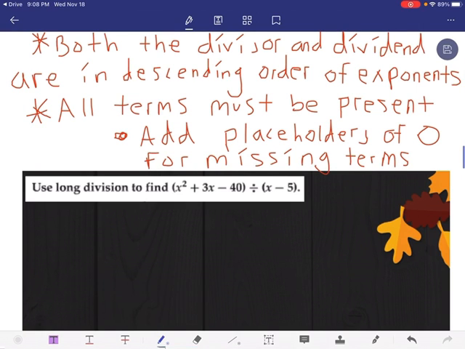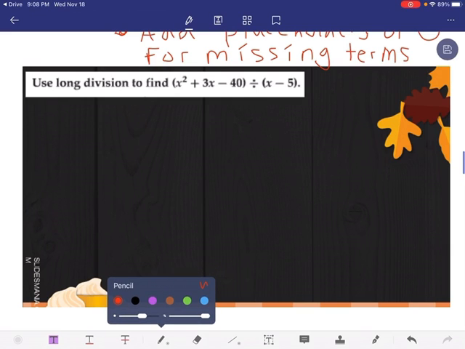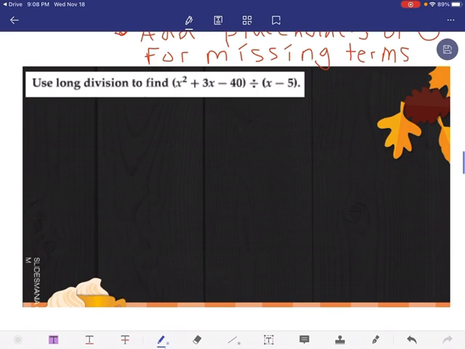So let's go ahead and look at this first example. It says use long division to find x squared plus 3x minus 40 divided by x minus 5. So first off, we need to make sure that both of them are in descending order. So notice that we go from x squared to 3x to 40. So those are in descending order. And then we go from x to 5. So that's also in descending order. And then we start at x squared, go to x, and then our constant for our dividend. And then our divisor goes from x to a constant. So we don't have any missing terms either.